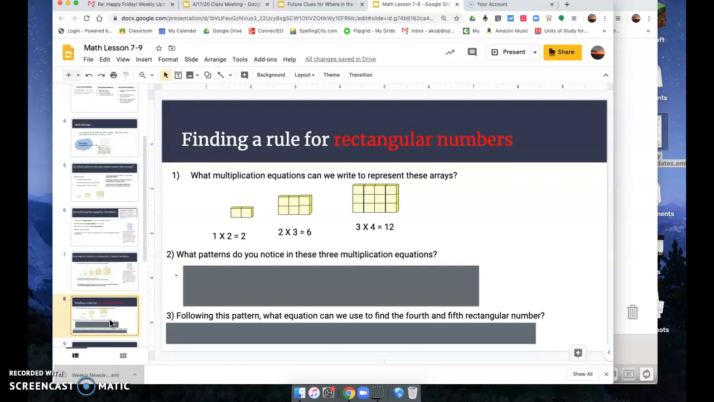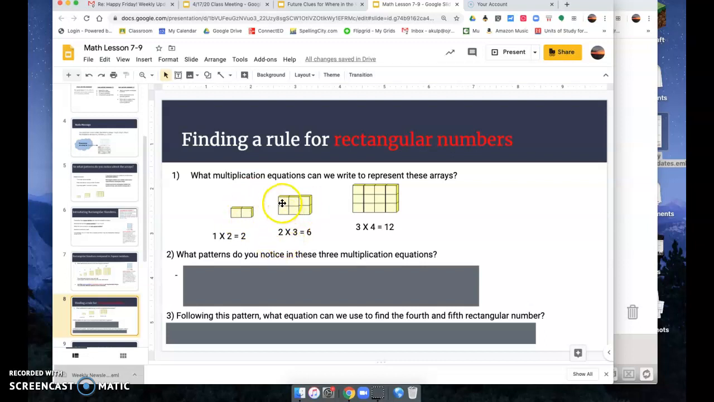First, I want you to stop and think, what multiplication equations can we write to represent these arrays? If you recognize them or they look similar, that's because they're the same three arrays from our math message. We have our 1 by 2 array here, our 2 by 3 array, and our 3 by 4 array, which represent the first three rectangular numbers, 2, 6, and 12. If we were to write multiplication equations to represent each of these arrays, for this one here we would write 1 times 2 equals 2, 2 being the rectangular number.